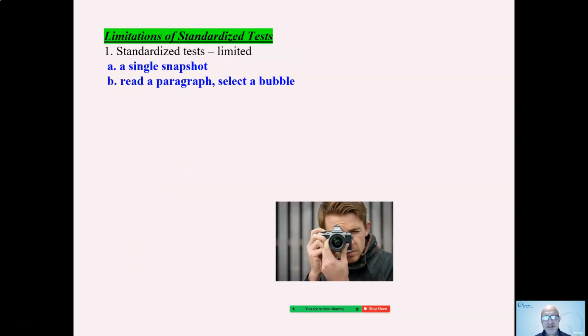Standardized tests are limited in what they show us, and we all know that. It's a single snapshot taken in time. Students are asked to read a paragraph and select a bubble, and in my adult working life, I have never had to read a paragraph and select a bubble. Now, standardized tests are a tool. They're one tool. They can be an effective tool, but any tool's effectiveness is dependent on how they are used, and standardized tests tend to be overused.